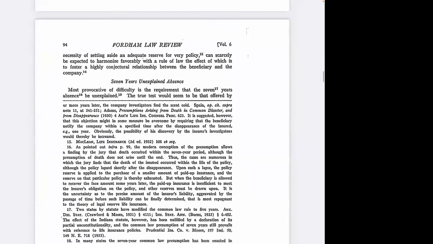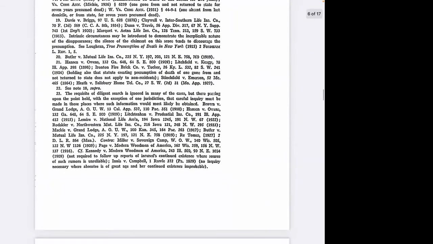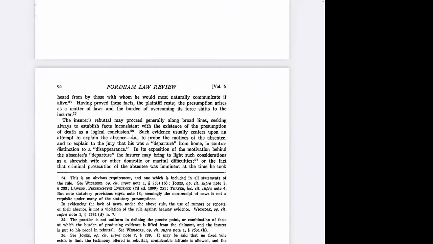But it makes sense, because if you submit a death claim, the first thing they try to do is investigate, and they give a little pushback. But most people don't know about this presumption of death.